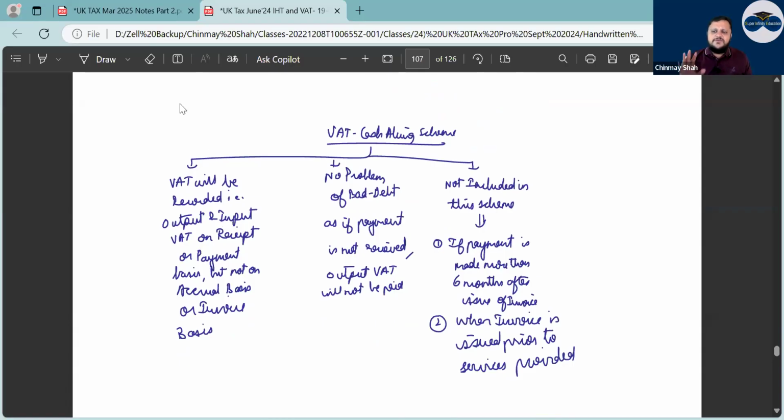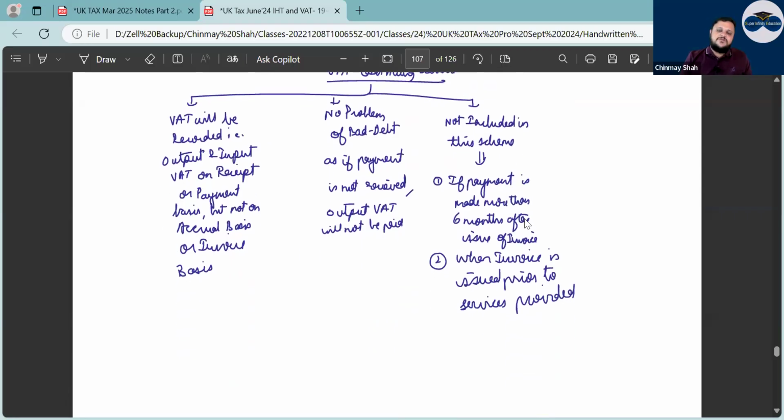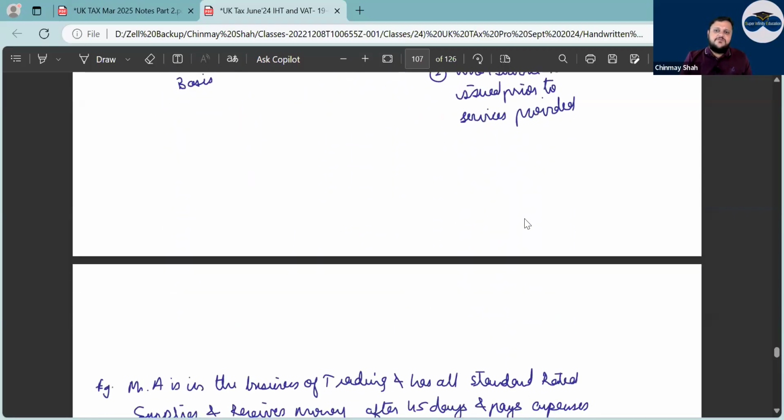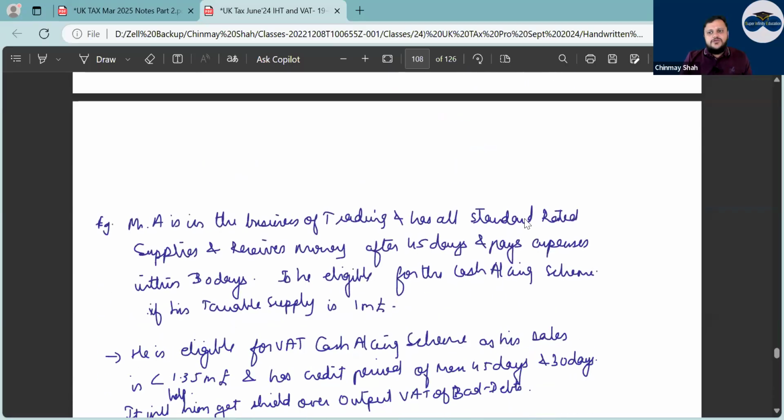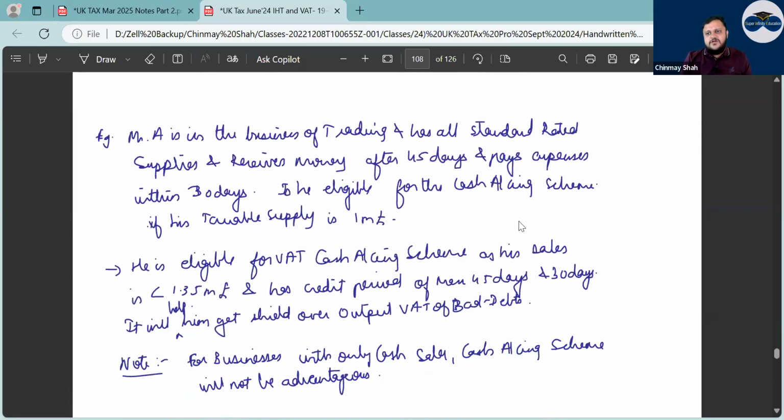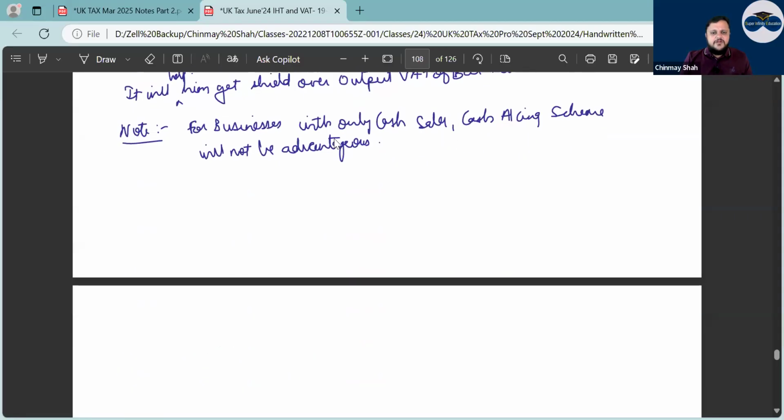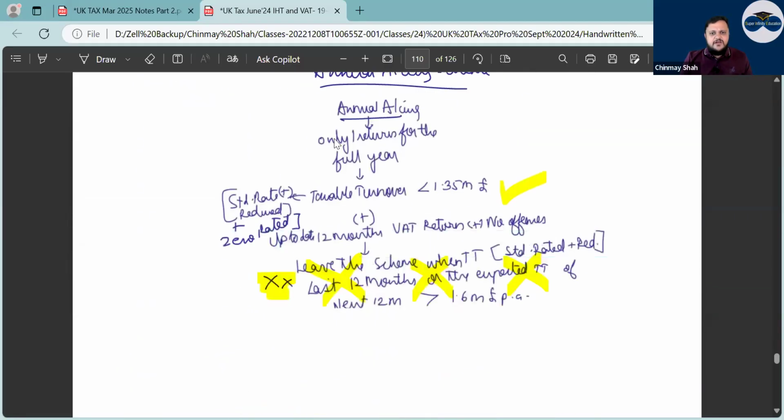No problem of bad debt. If the person does not pay your dues, then no need to take the VAT, what? Tell me. Input, correct? Not included in the scheme if payment is made more than 6 months after the issue of invoice and when the invoice is issued prior to services provided. Those people cannot be in the cash accounting scheme. I've given one example here, right? 1.35 million.